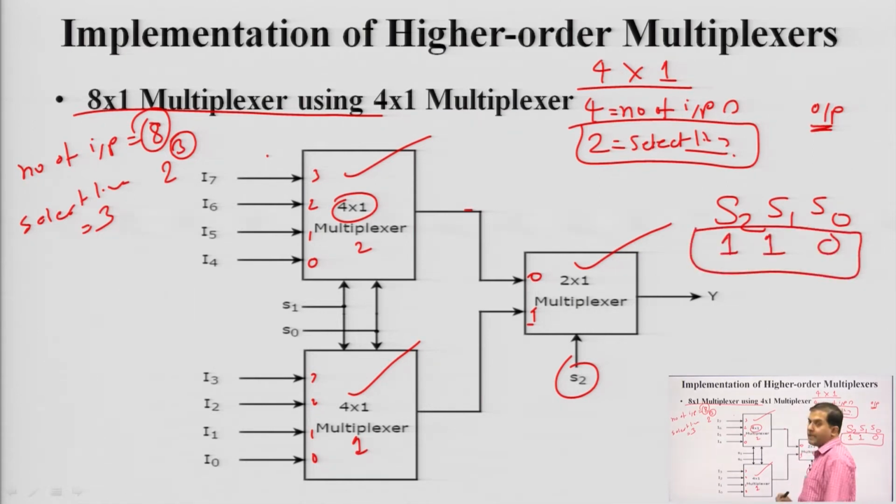Let us check this example, very important. We are going to check the output for this select line combination 1 1 0. 1 1 0 is nothing but 6 in decimal, so it should be connected to I 6. Let us check how it comes. Now S 2 is 1, S 1 is 1 and S 0 is 0. So, 1 0 means 2.